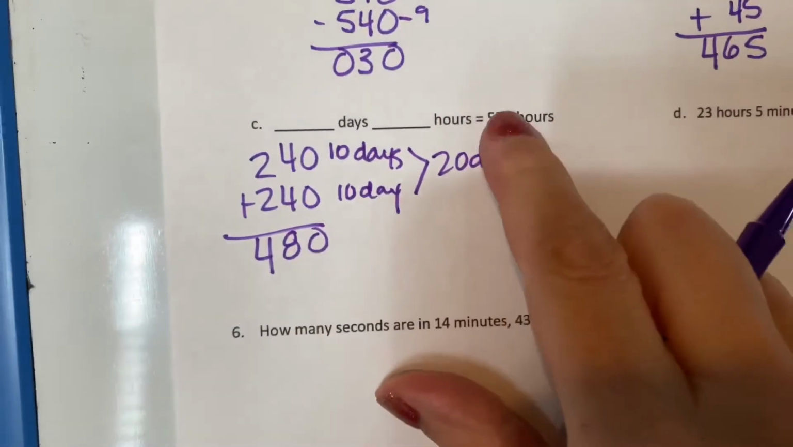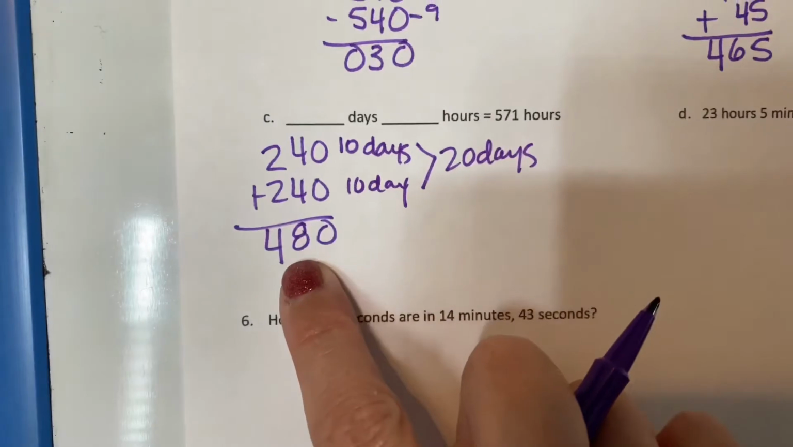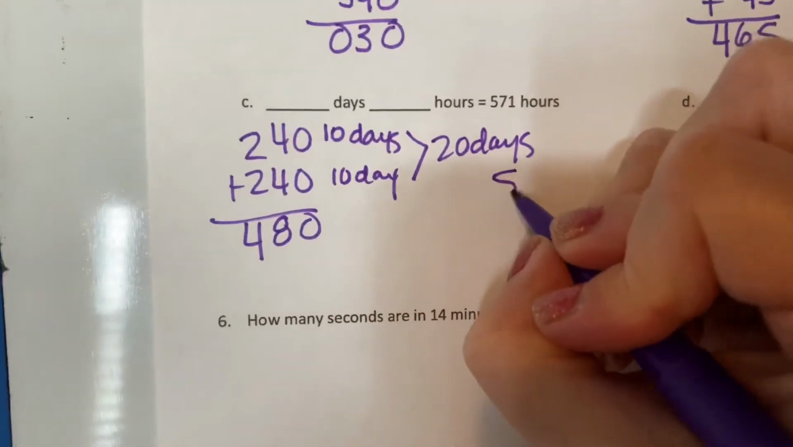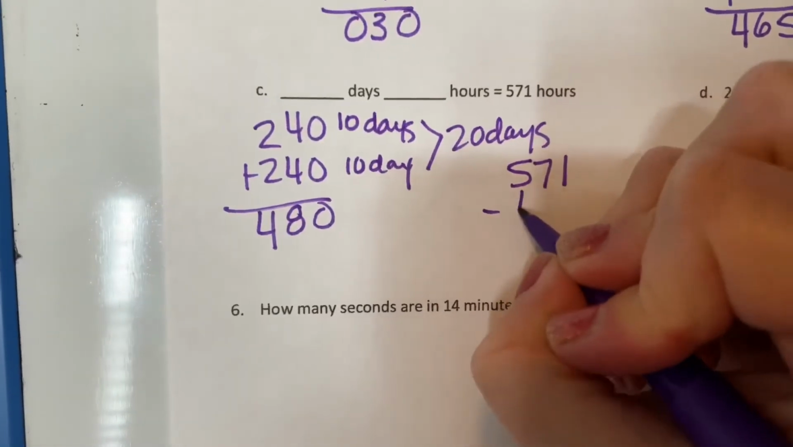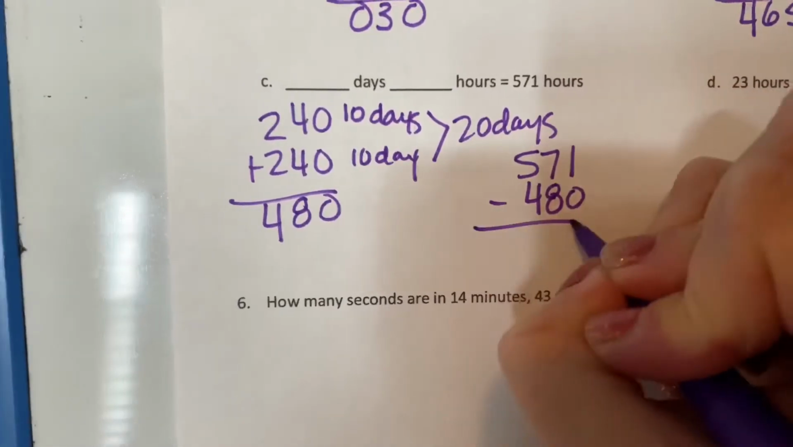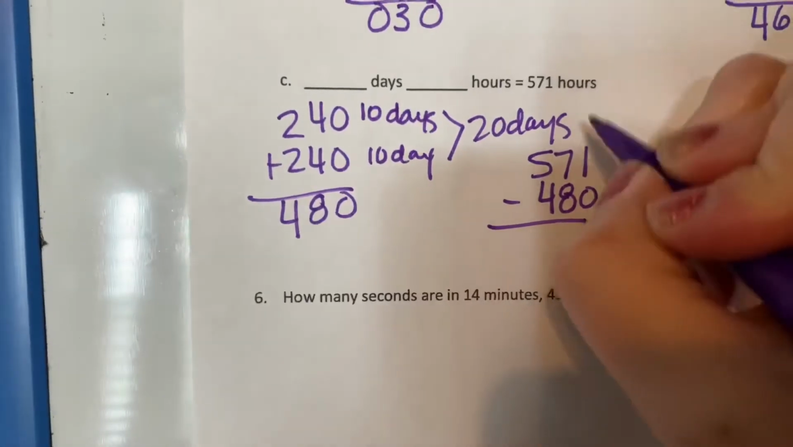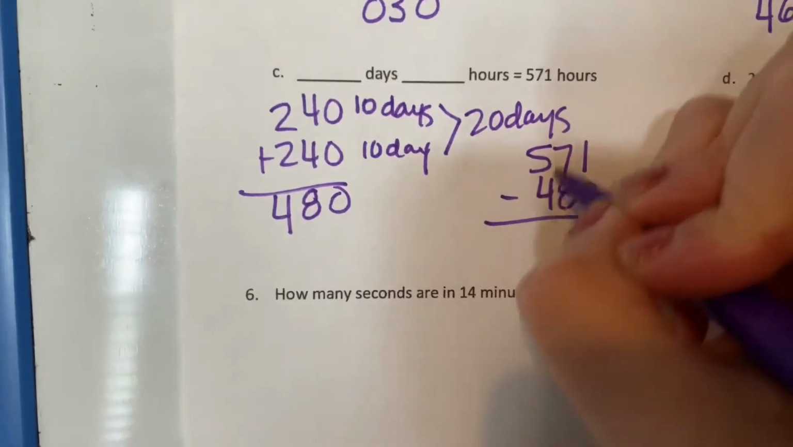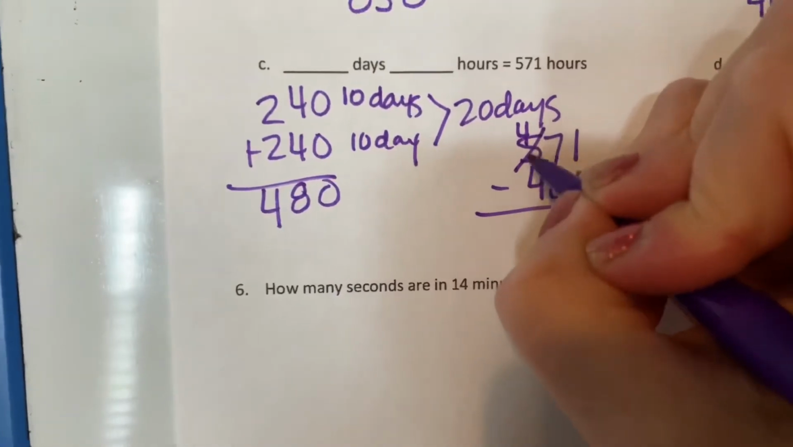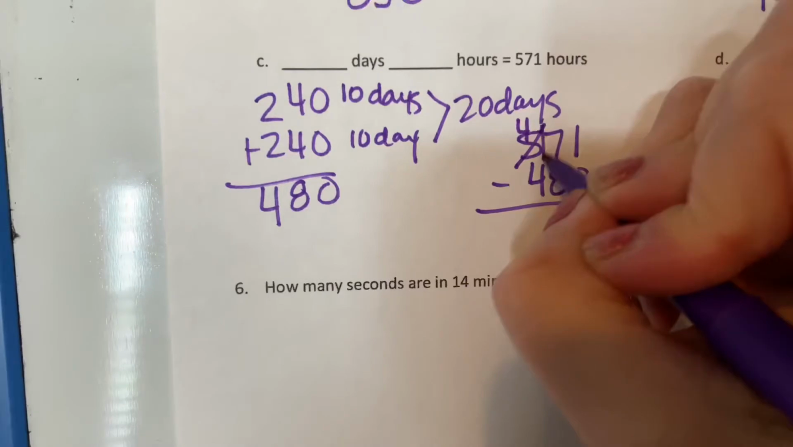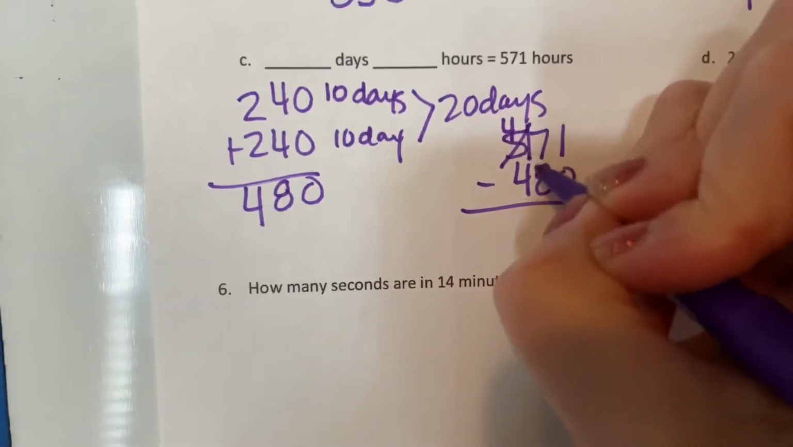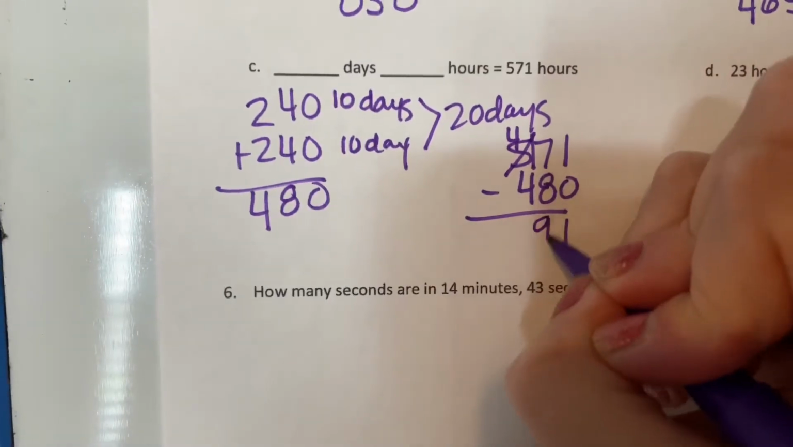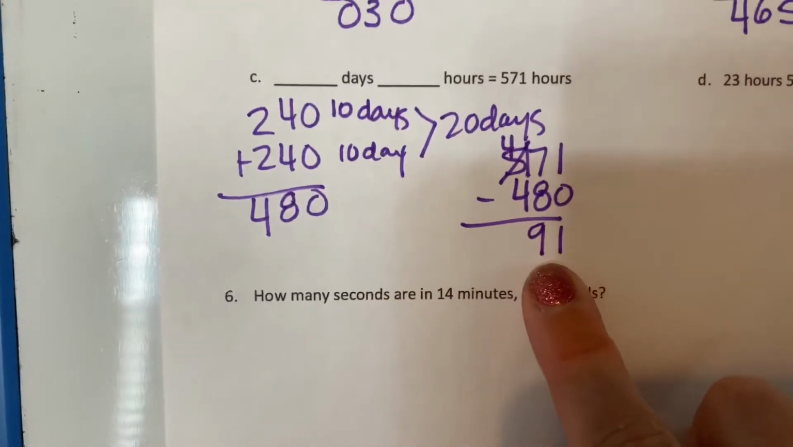And I need to get the difference between 571 and 480. So I'm going to subtract these two. So 571 minus 480. Well, 1 minus 0 is 1. I can't take, when you have more on the floor, you must go next door. So I'm going to have to regroup and borrow. So my 500 becomes a 400. My 70 becomes 17. So now I have 17 minus 8, which is a 9. So now I have 91 hours.